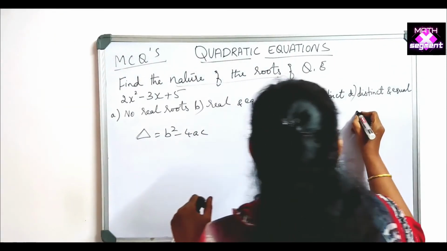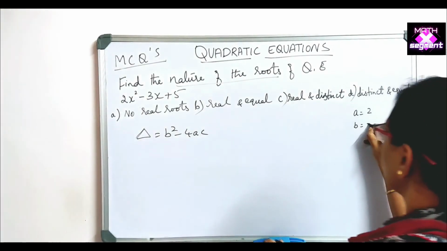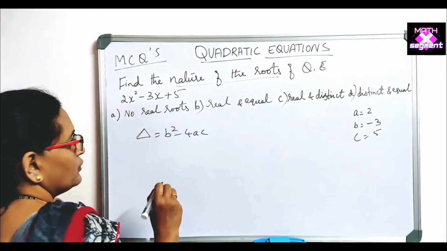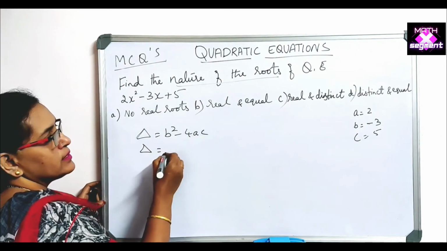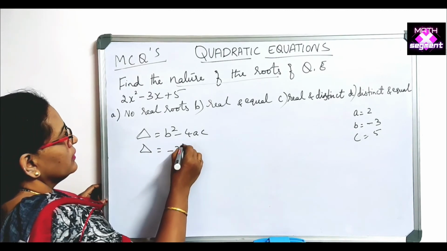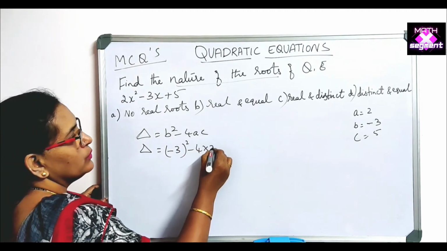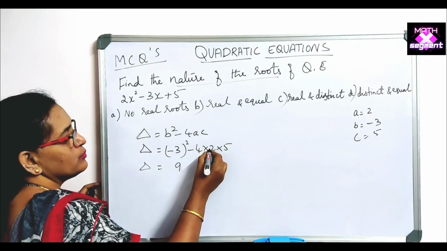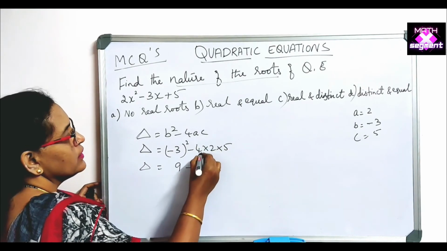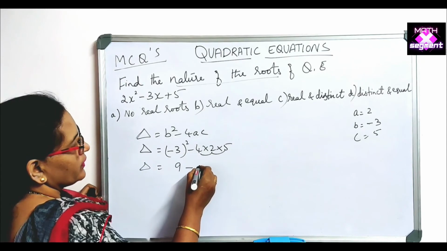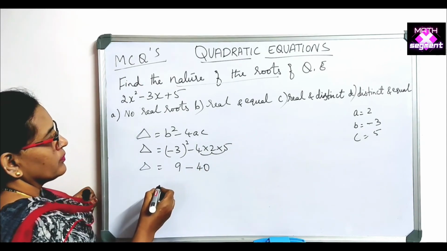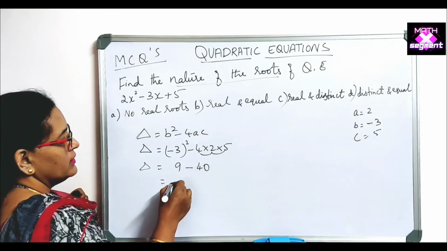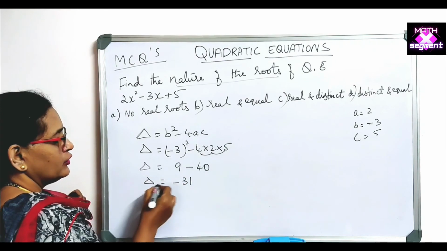Again from the given equation, our a value is 2, b value is -3 and c value is 5. So by substituting, the discriminant delta is equal to -3 whole square minus 4 into 2 into 5. So here -3 whole square is nothing but 9, minus into plus is minus, 4 2s are 8, 8 5s are 40. So here 9 minus 40 is minus 31. So delta value is minus 31.